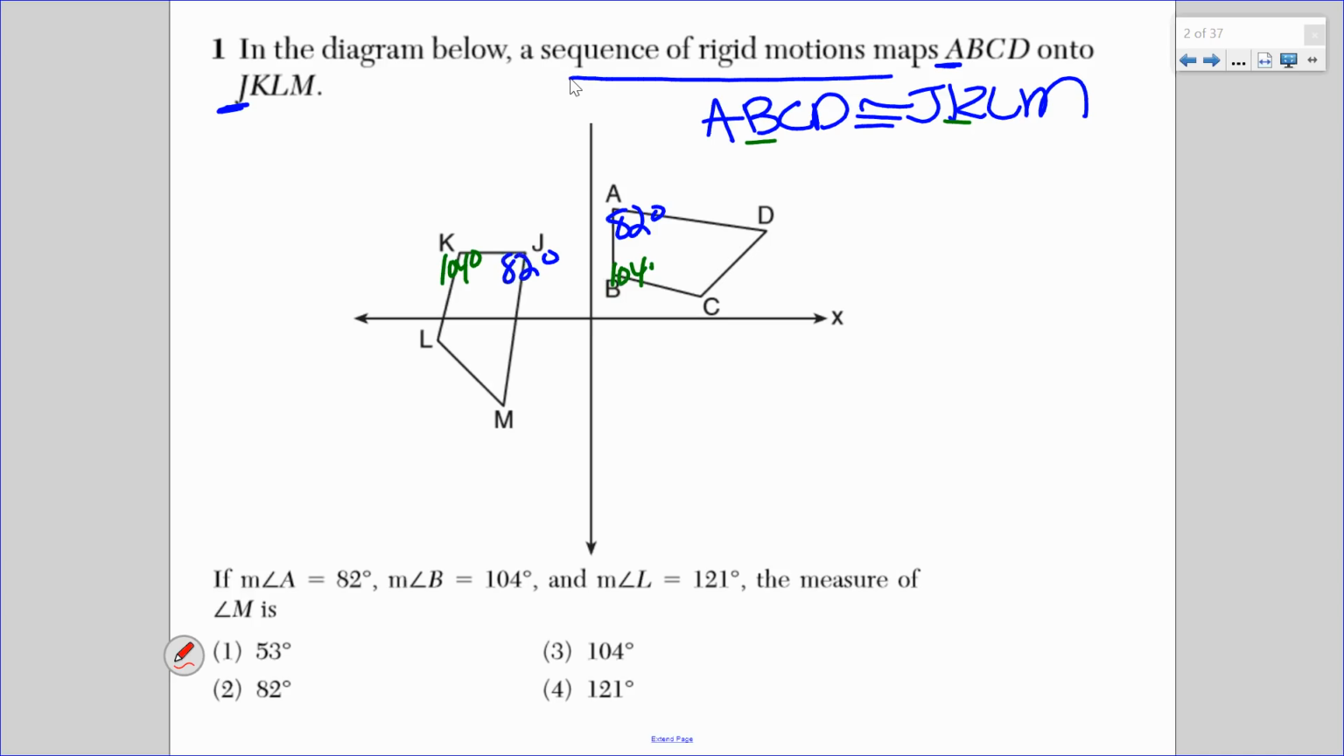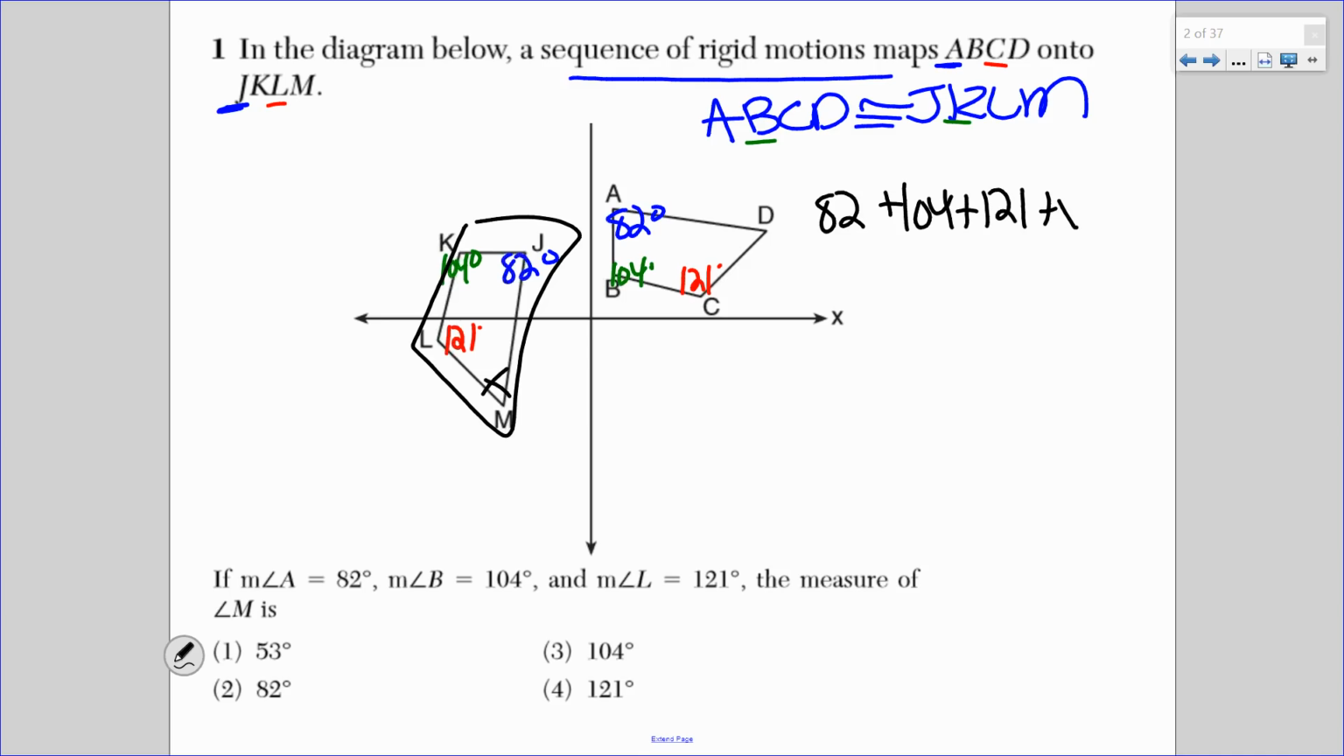I know that angle L is 121. Since L is 121, that means that C is going to be 121. And finally, it's asking for the measure of angle M. Well, I have the angles of a quadrilateral. The angles of a quadrilateral add to equal 360. So I'm going to do 82 plus 104 plus 121 plus x equals 360.